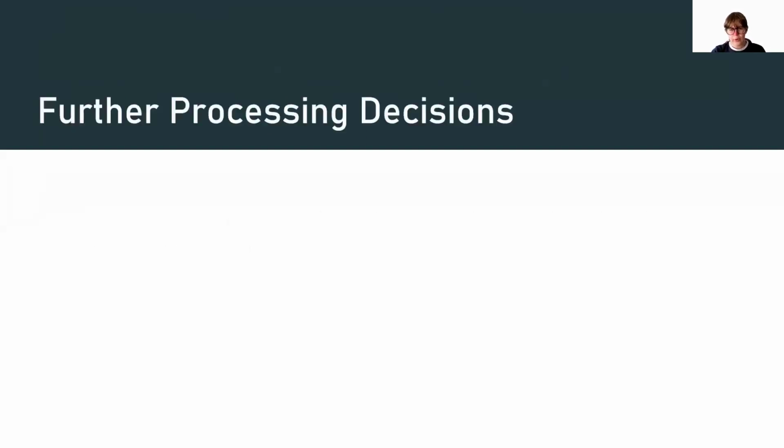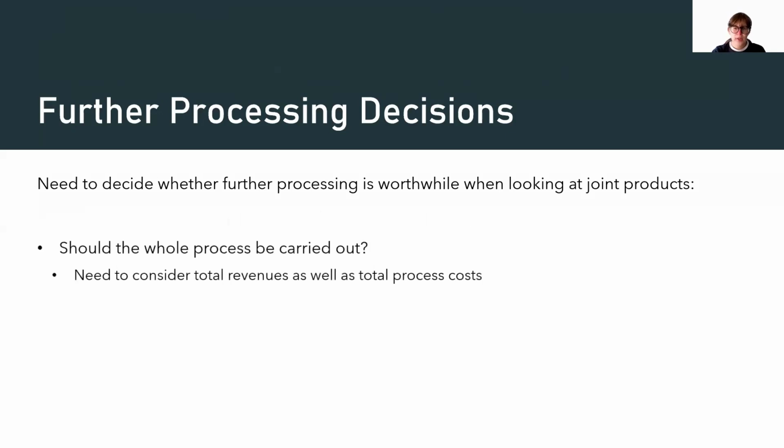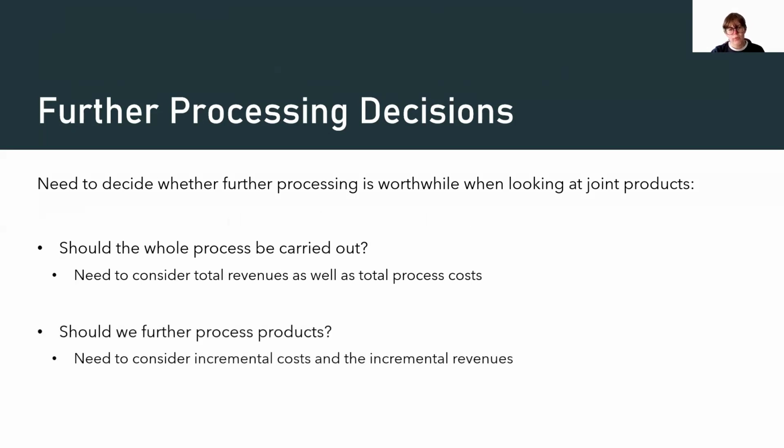So we then have to go through some further processing decisions. So with this in mind, we need to decide whether further processing is worthwhile when we look at joint products. Should the whole process be carried out is the first question a business should ask themselves. They need to be able to consider the total revenues as well as the total processing costs. On the back of that, they need to then consider, should we further process products? So we do this by considering the incremental costs and the incremental revenues.